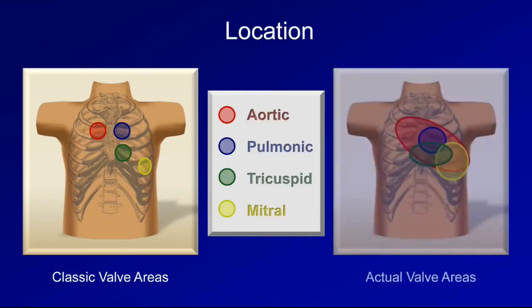Unfortunately, in reality, the location of valve-based murmurs is not nearly so neat and specific, particularly for aortic valve murmurs, which can be heard basically anywhere in the chest. As a consequence, one should never assume the specific valvular origin of a particular murmur based solely on its location.